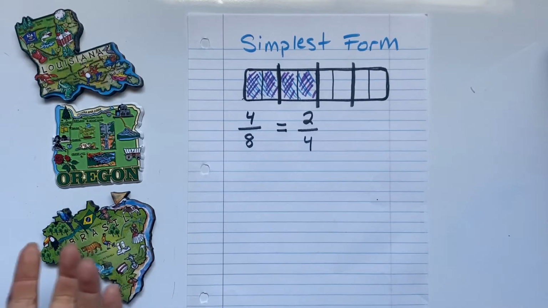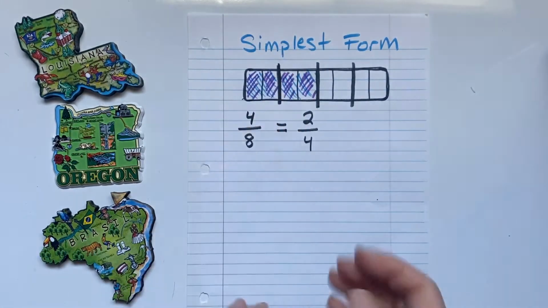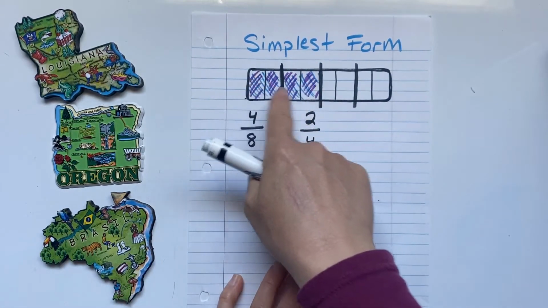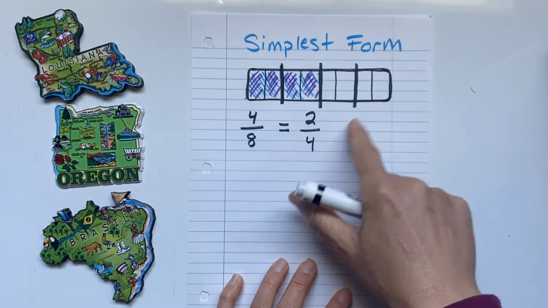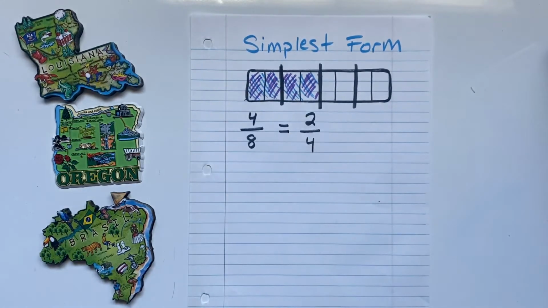If I wanted to combine it even more and just make one line down the middle and combine all of this side and all of this side, it would then be equivalent to 1 over 2. But we'll leave it like this for now.